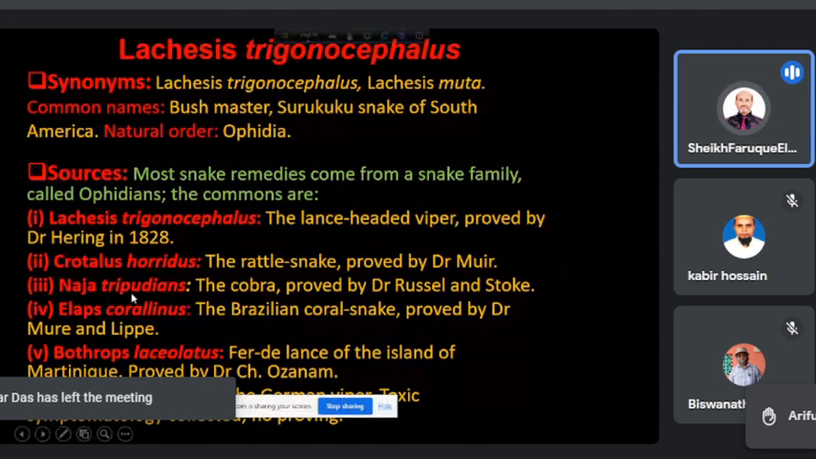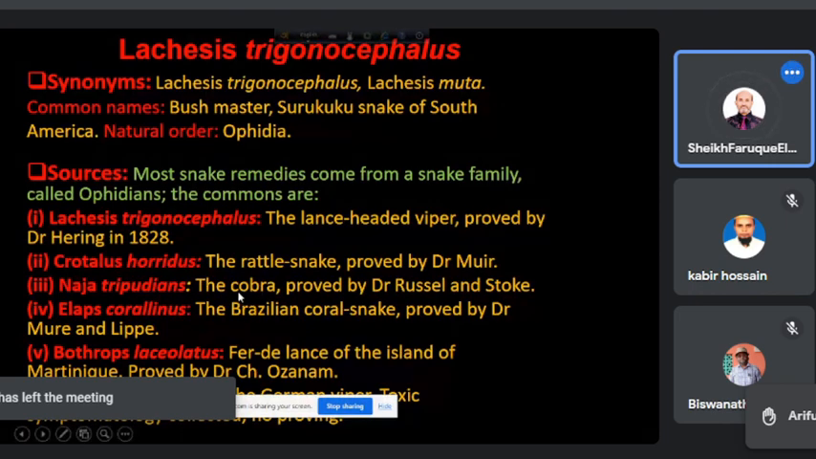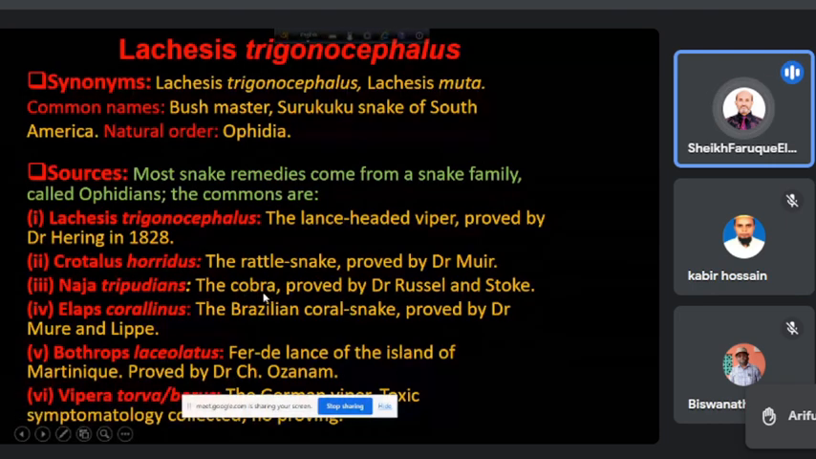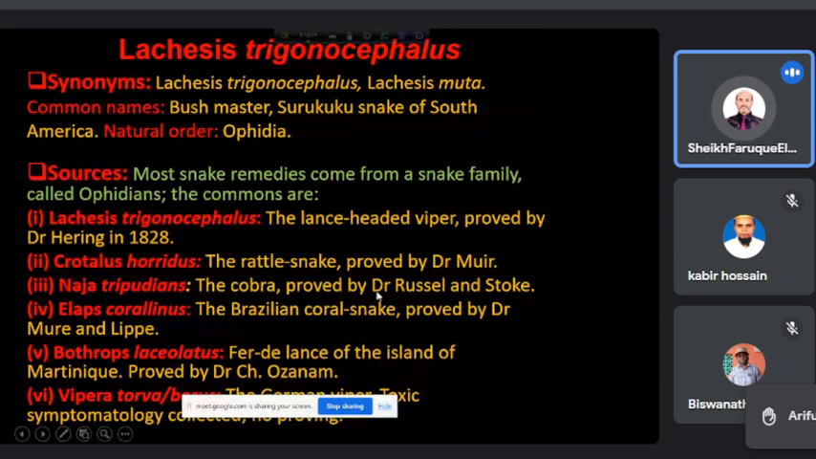Then Naja tripudians. This is an Indian snake. Naja tripudians. This is called Indian cobra. The cobra. In our Sylhet, this is called Alot Shap, this cobra. Indian cobra. This is proved by Dr. Russell and Stokes. Then another very poisonous snake, Elaps corallinus.